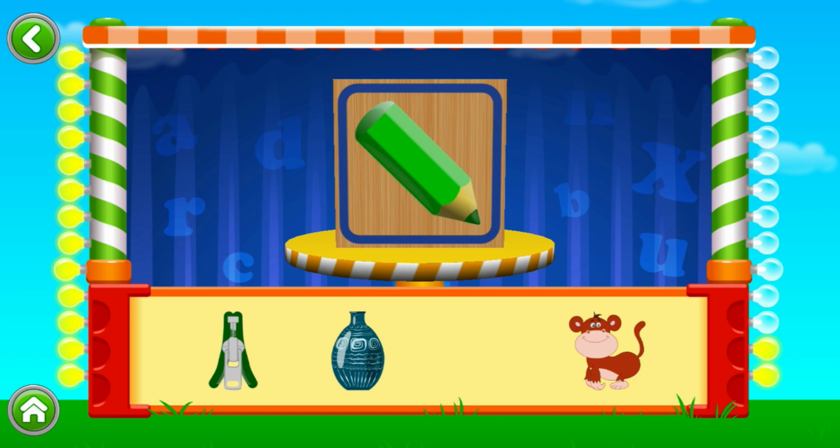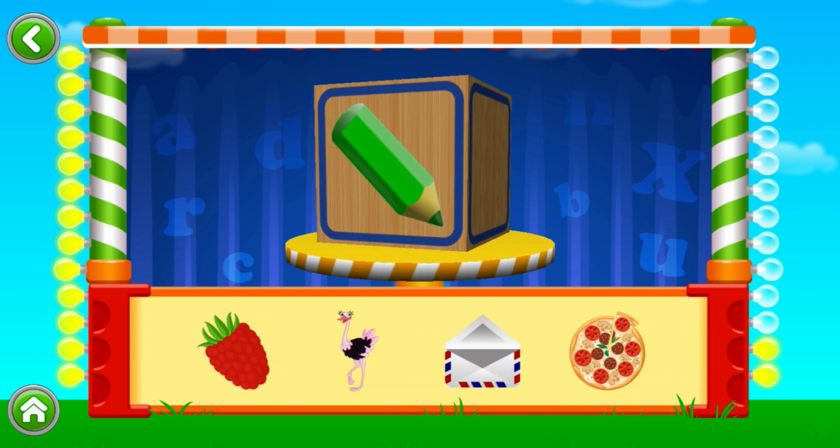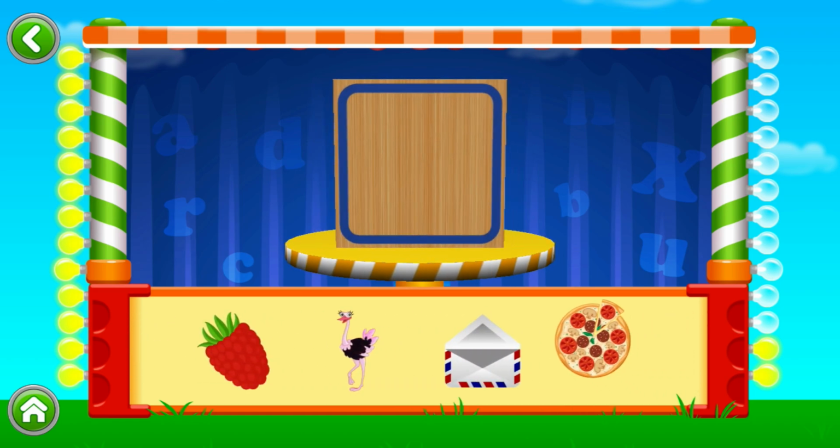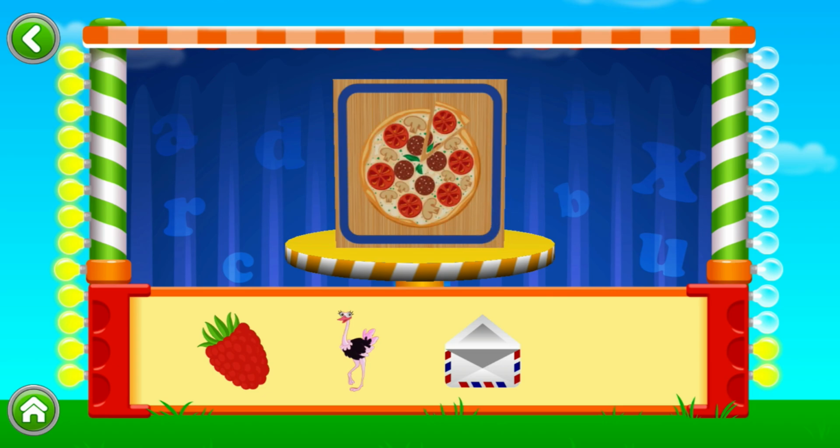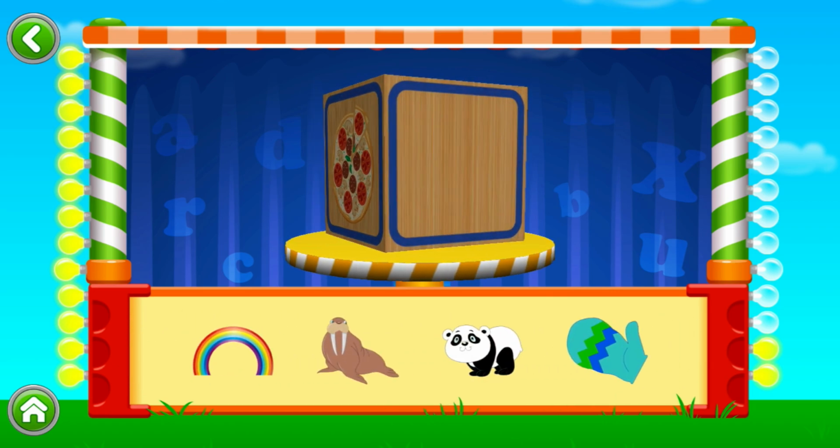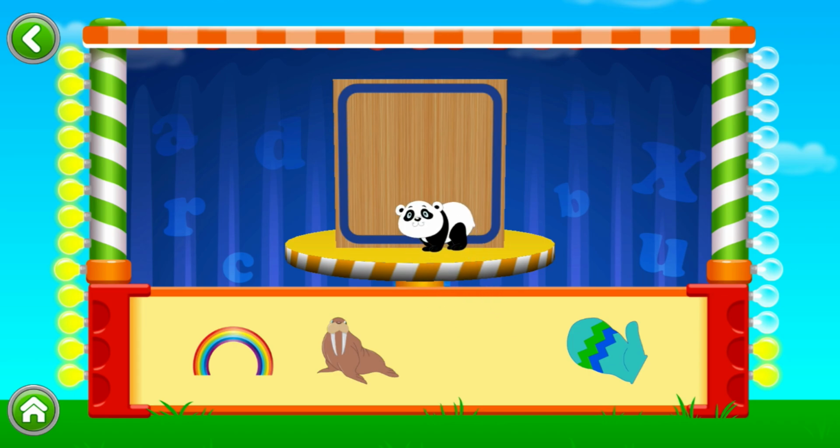Pencil. Go ahead and turn the letter cube. Pizza. Now, let's do the next side. Panda.